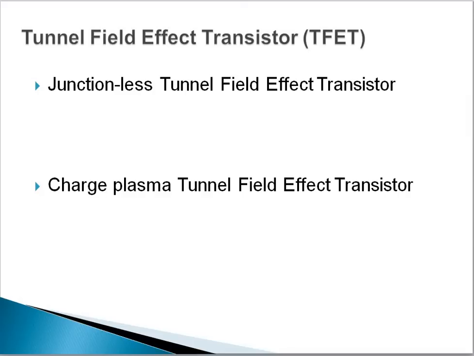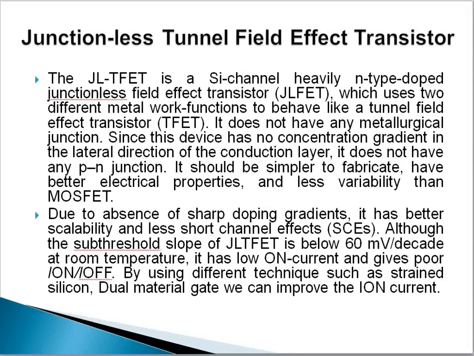First technique is junctionless and the second technique is charged plasma, or we can say dopingless tunnel field effect transistor. First we will talk about the junctionless tunnel field effect transistor. The junctionless tunnel field effect transistor is a silicon channel heavily n-type doped junctionless field effect transistor which uses two different metal work functions to behave like a tunnel field effect transistor. One metal we are using at the source terminal to convert n-type to p-type, and the second work function I am using on the gate terminal.